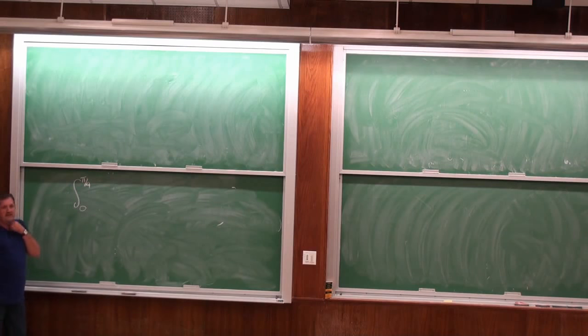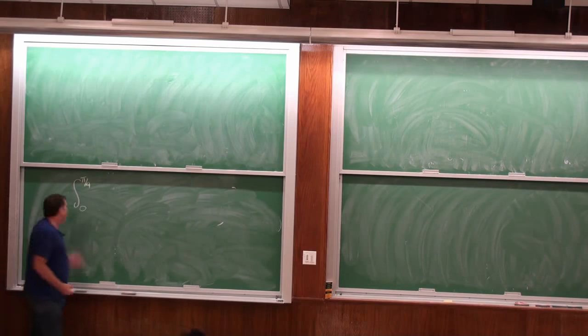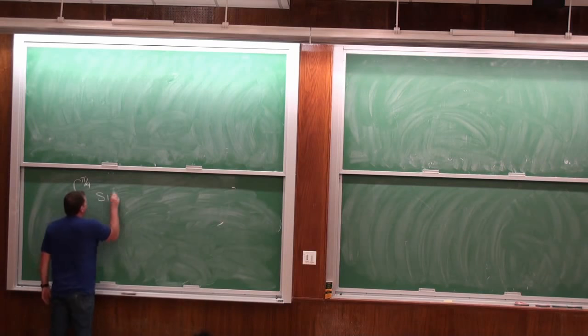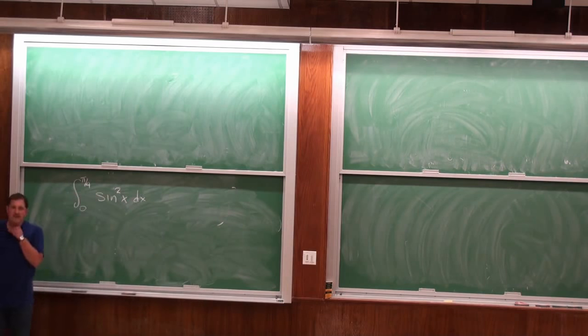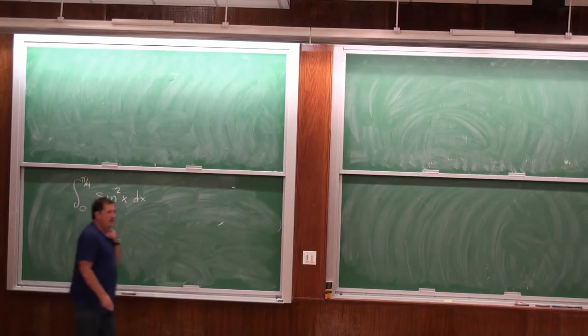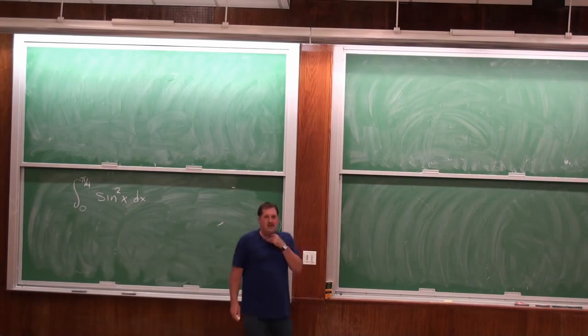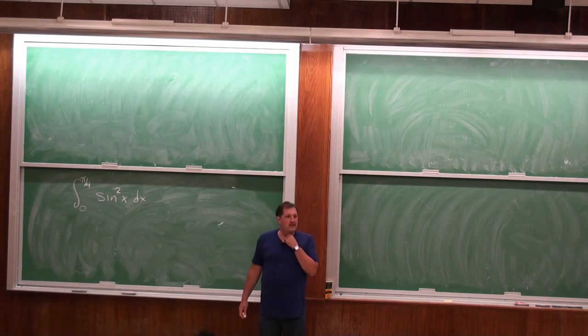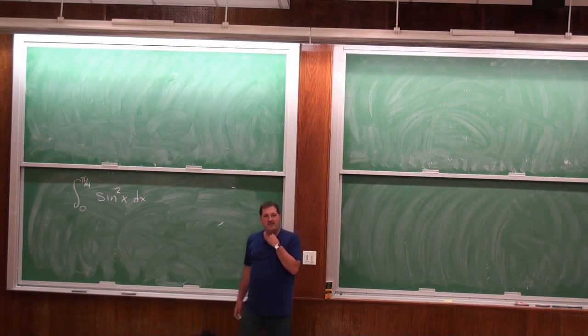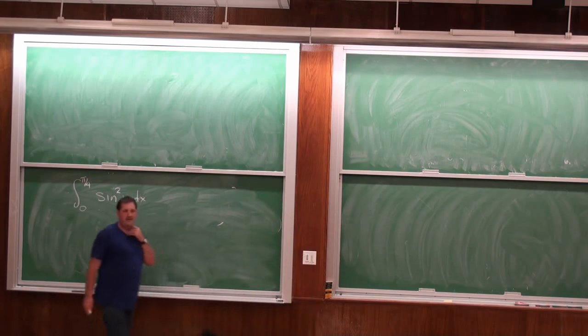Let's do something like this, the integral of sine squared x from 0 to pi over 4. So suppose I want to do this integral. There's actually several ways I can do this integral. One way I can do it, so should I use parts on this? Yes? What should I take for the parts? Take one part for sine x and take the other part for sine x? Okay.